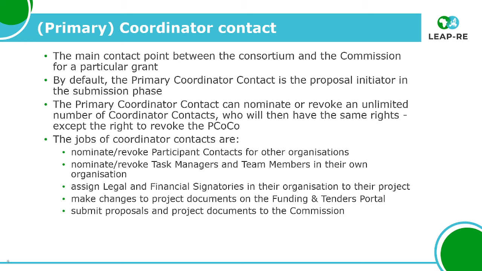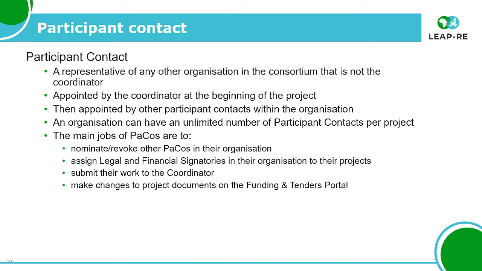The jobs of the coordinator contacts are to nominate or revoke participant contacts for other organizations, nominate or revoke task managers and team members in their own organization, to assign legal and financial signatories in their organization to the project, to make changes to project documents on the Funding and Tenders portal, and to submit proposals and project documents to the Commission. Participant contacts, which is, you guessed it, a project role, are representatives of any other organization in the consortium that is not the coordinator.